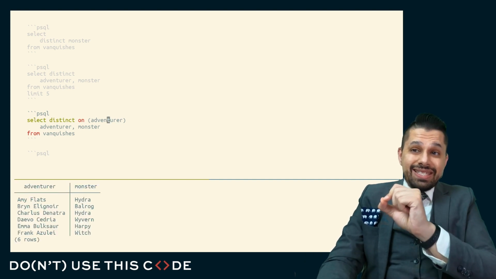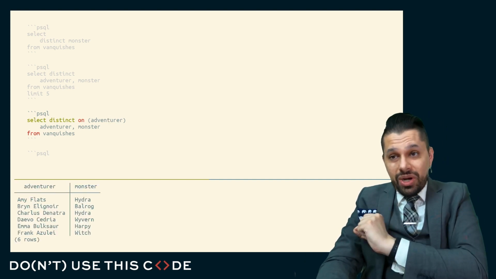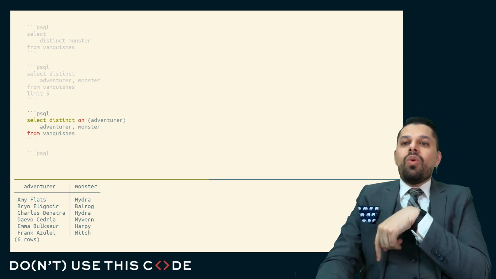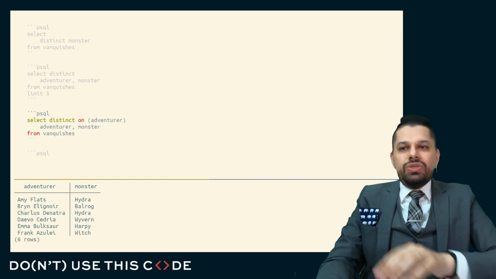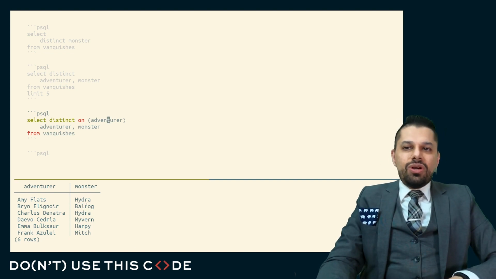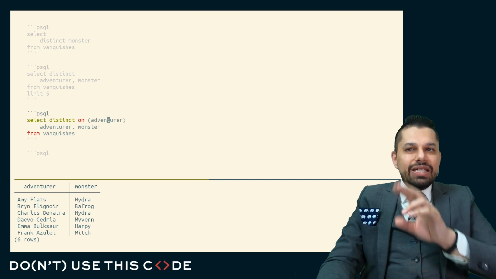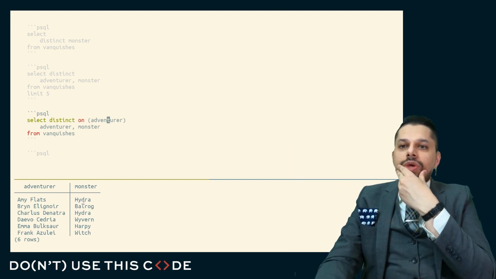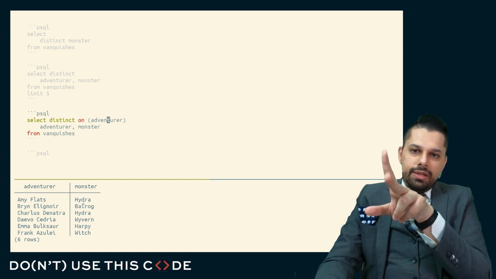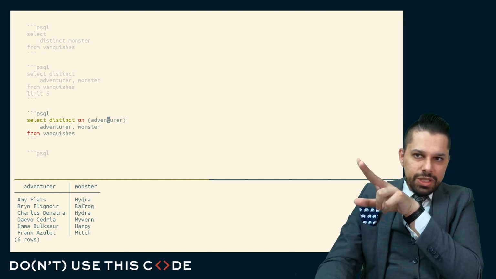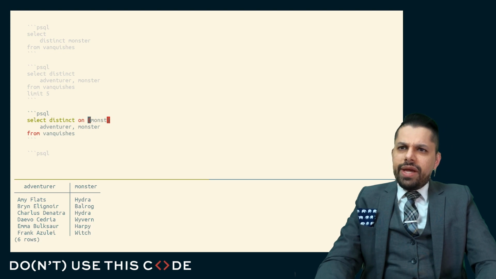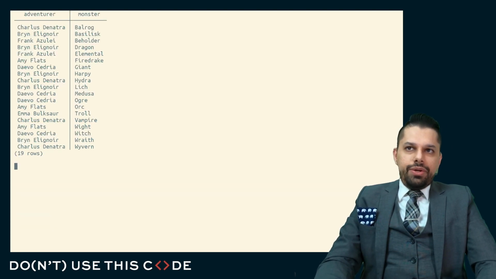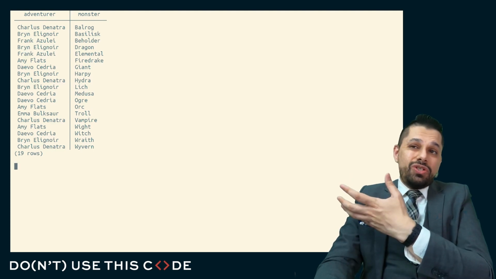Now, the select distinct has some additional verbiage, some additional syntax behind it. I can tell it to select distinct on a specific expression. And so here, this is selecting all of the adventurers and monsters from Who Vanquished Whom, but it's only doing the distinct on the adventurer, which is why we see this Hydra appear twice. Otherwise, or actually no, the Hydra would appear only once in the previous query because the uniqueness is determined by both elements of the tuple. And so here, if I select distinct on the monster, you can see no monster appears more than once, but the adventurers may appear more than once.